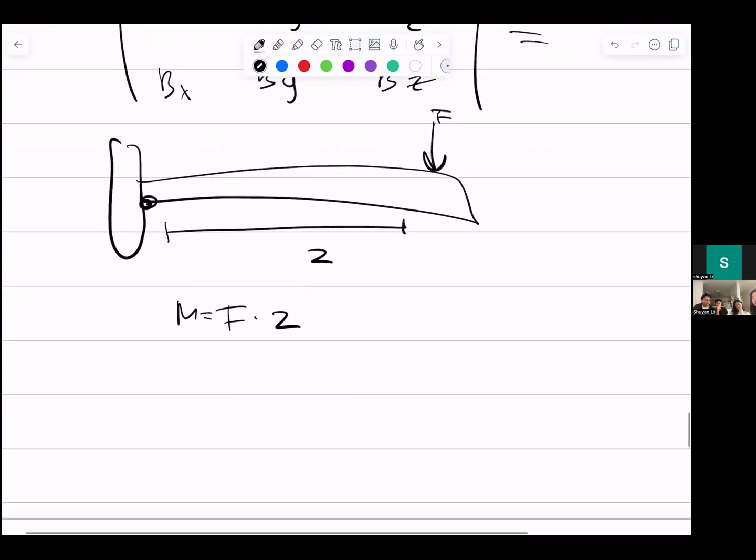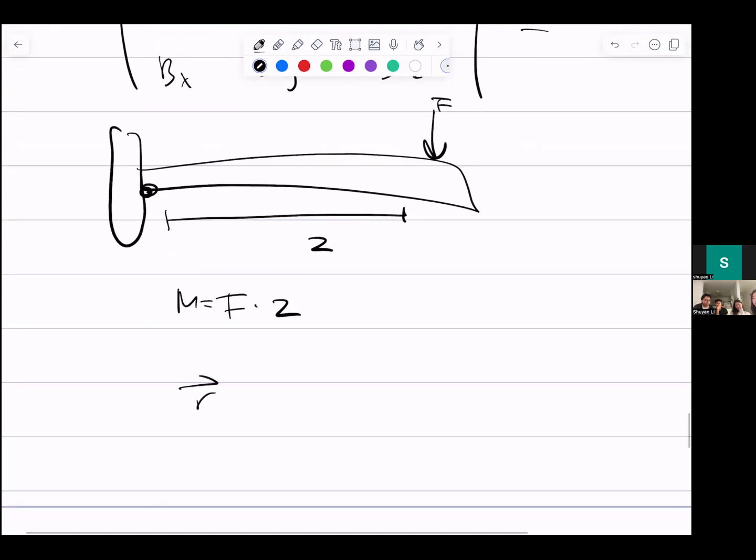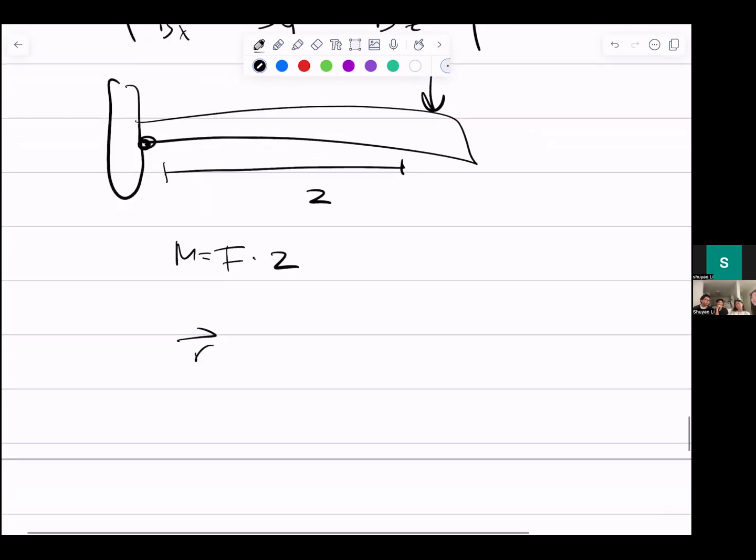So again, to reiterate, the R vector is a position vector from the point that the moment is being taken about to any point on the line of action of the force. What does that mean? Can you clarify what you mean by any point on the line of action? Oh yeah.